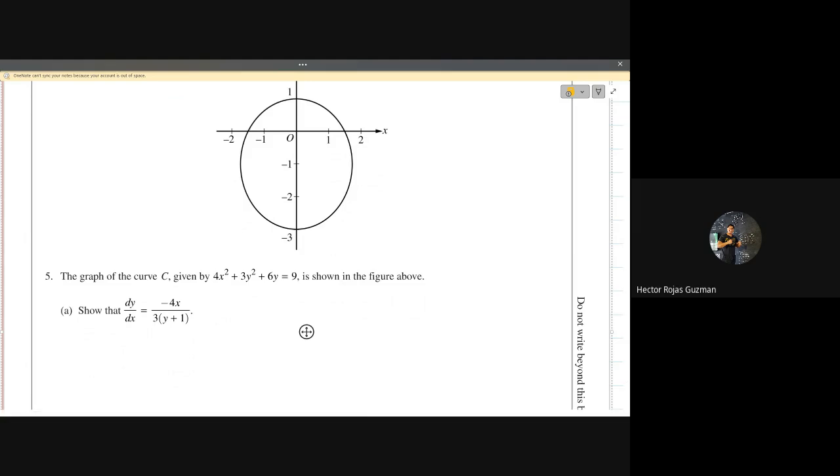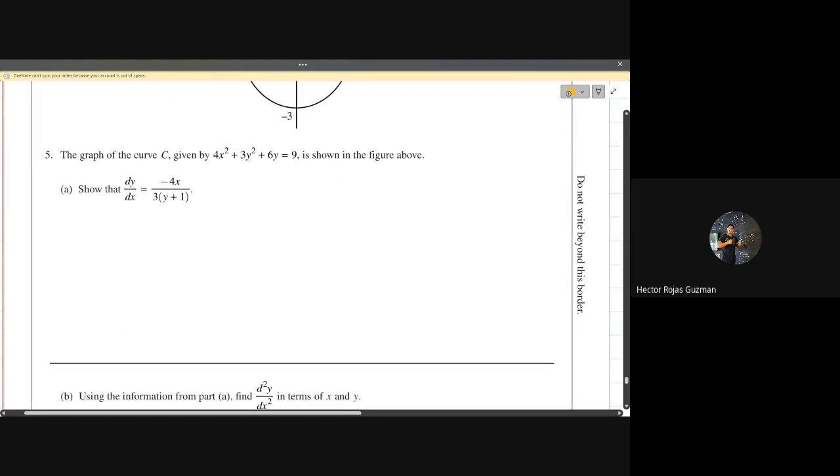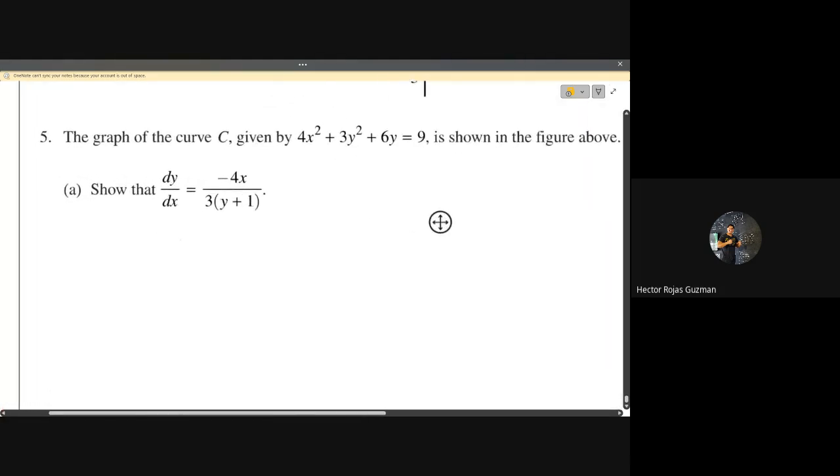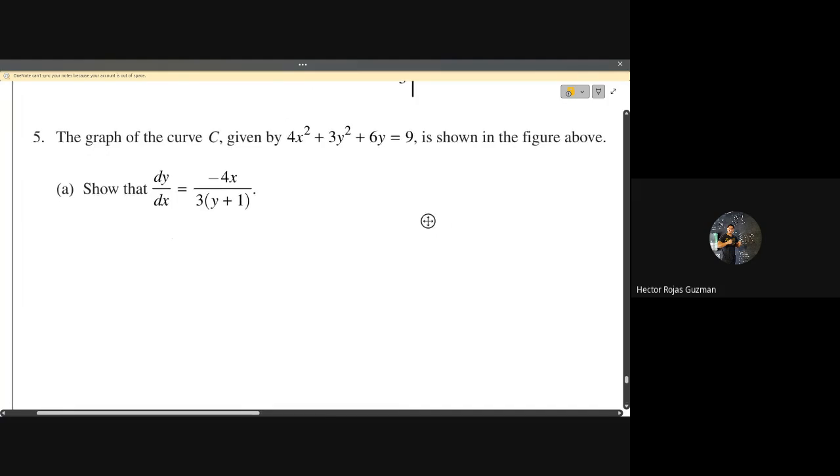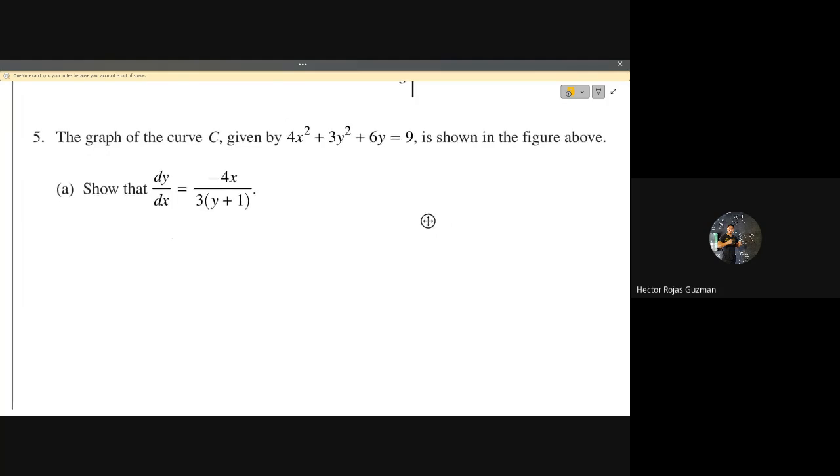the figure above. First, we have to show that dy dx is equal to this. All right, we're going to be doing some implicit differentiation here. This question is all about knowing how to take derivatives because they're already telling us what the answer is. We just have to show it. And your work has to be correct because if a step is wrong, then even if you write this answer, you're not going to get the points.